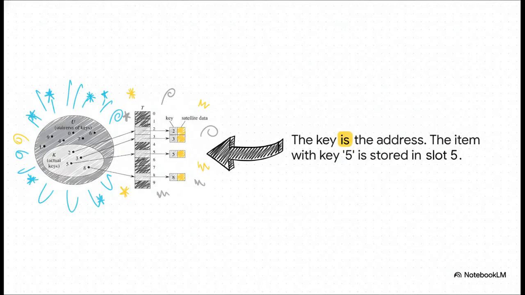The logic here, it's beautiful. If your data has the key 5, you store it in slot number 5. To find it later, you just go directly to slot number 5. The key is the address. It's a perfect, clean, one-to-one map.